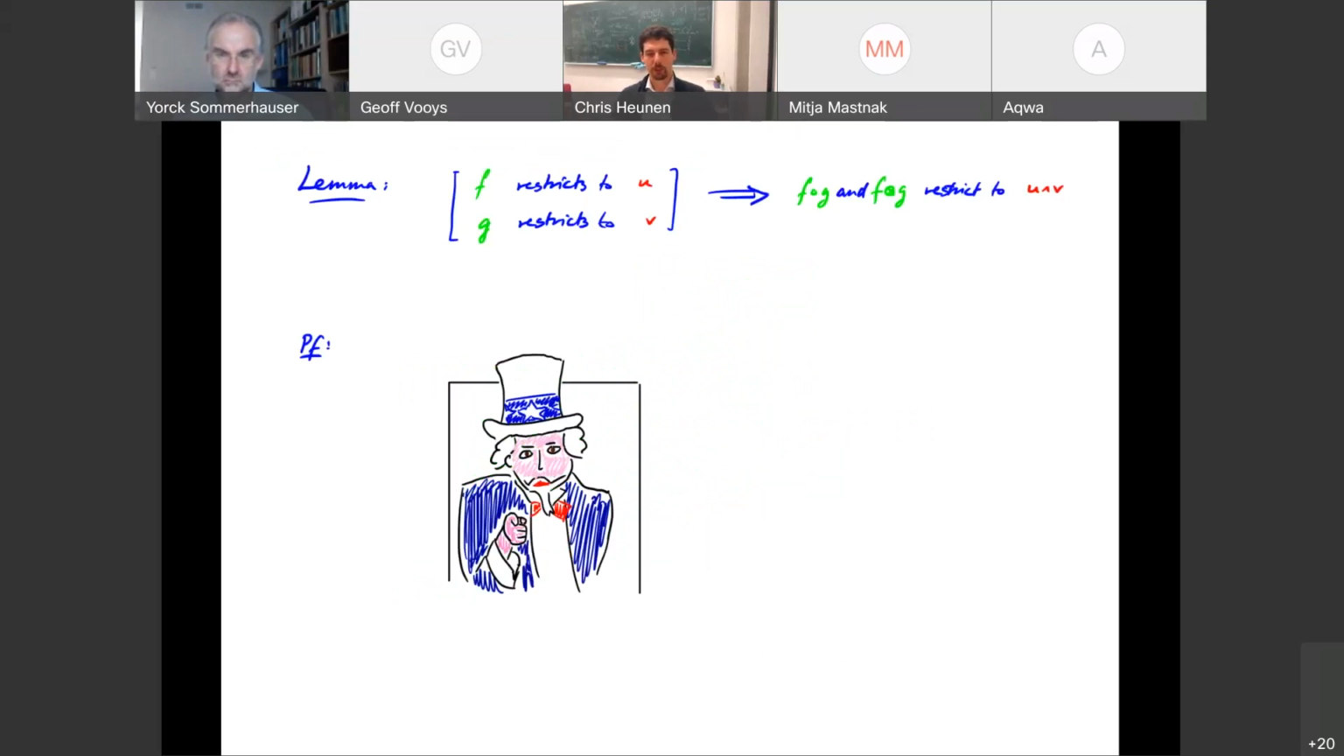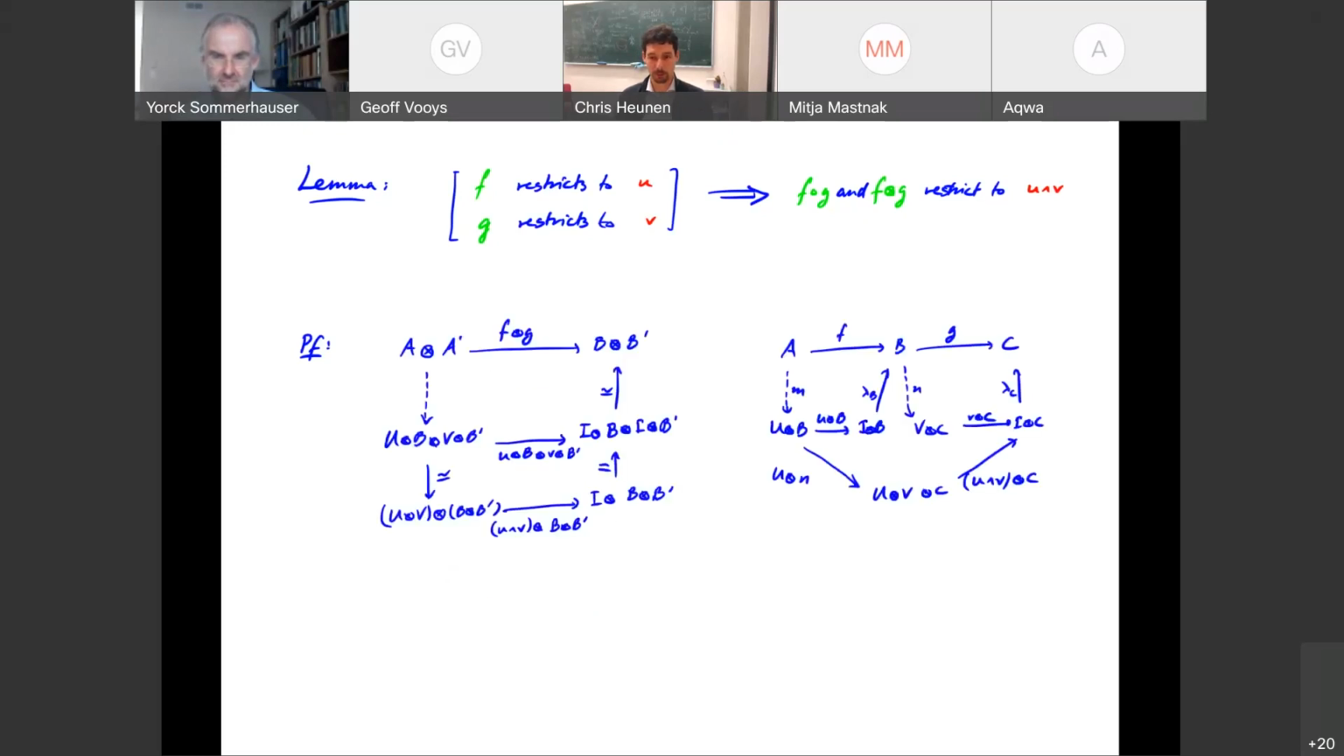And this kind of restriction behaves exactly like you think it should. Namely, if two morphisms restrict to U respectively V, so if F only lives over U and G only lives over V, then their composition and their tensor product should only live over the meet. And in good tradition, I could make this into an exercise, but we could also skip that because it's really quite simple.